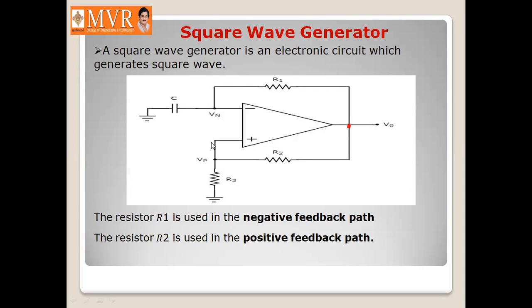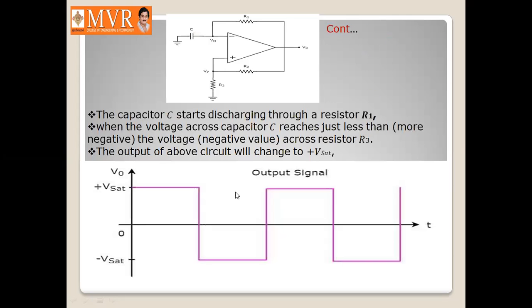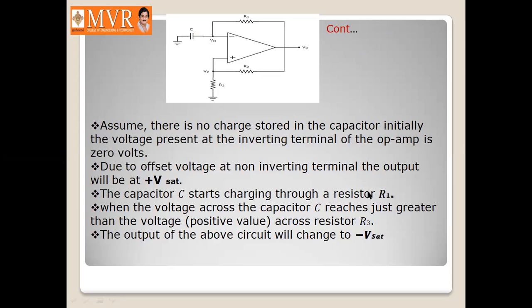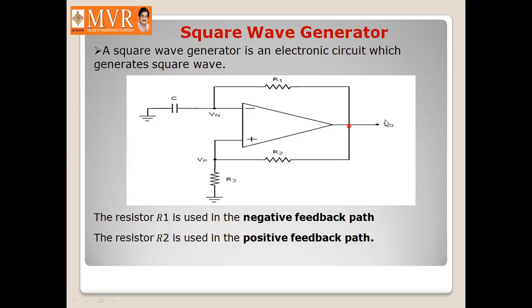Initially the output is at plus Vsat. Whenever the capacitor voltage crosses Vp, that is, whenever the voltage across the capacitor is greater than this Vp, then the output of this comparator is going to change its state from plus Vsat to minus Vsat. So now the output is at minus Vsat. Now the capacitor is going to discharge.